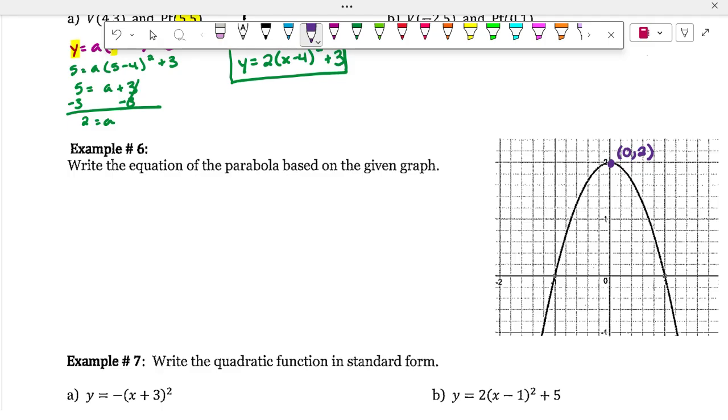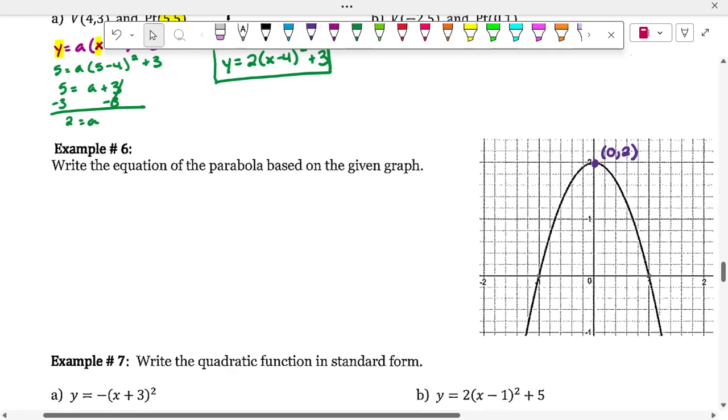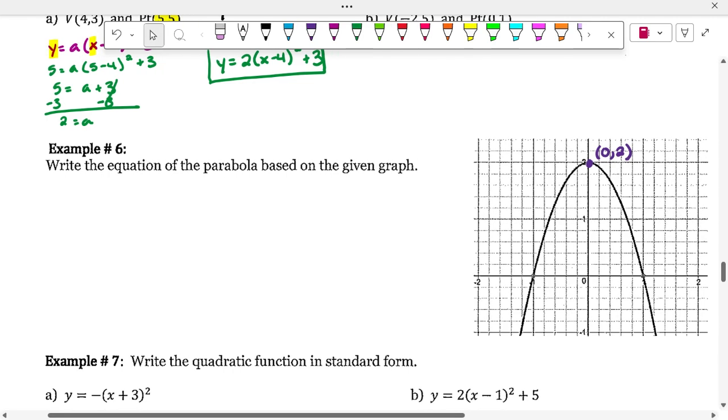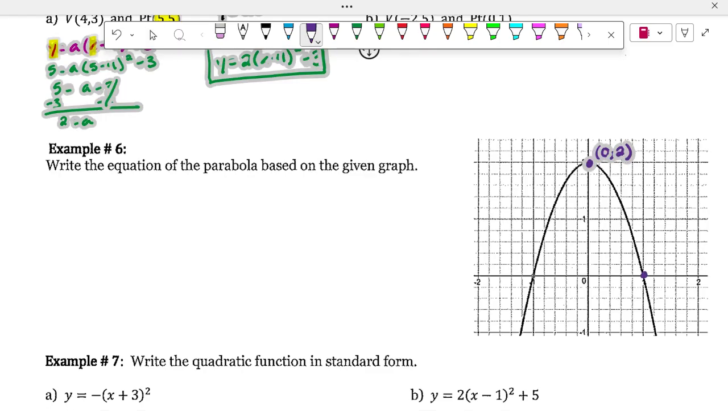Did you guys say (2, 0)? Yeah, (1, 0). That works. So you could have used (1, 0) or you could have used (negative 1, 0). Doesn't matter. I just need one happy point. So I'm going to use (1, 0) just so I don't have to deal with negatives.